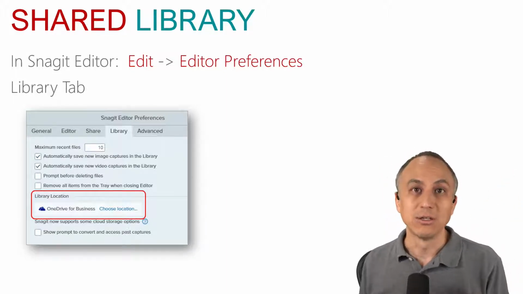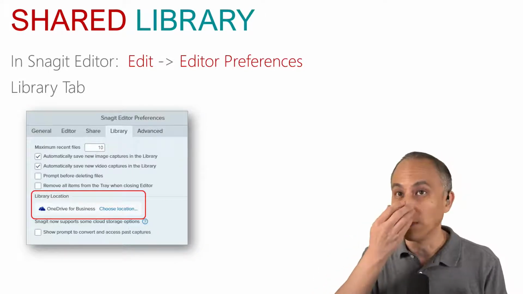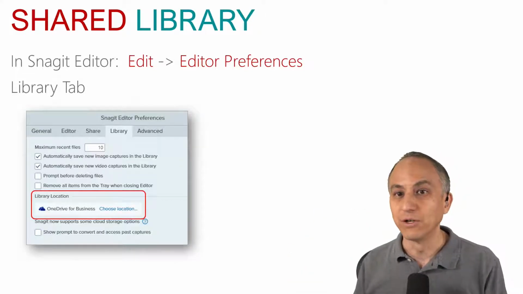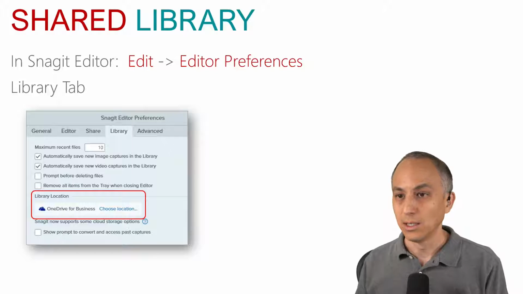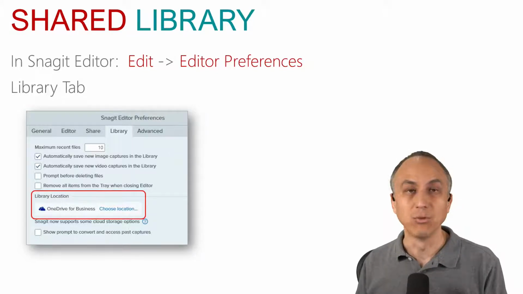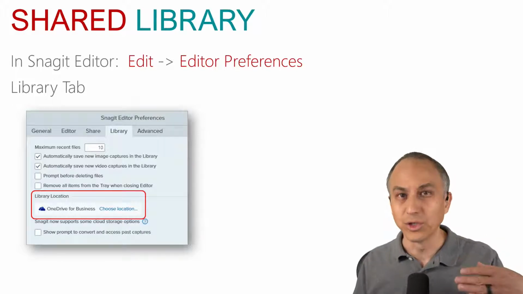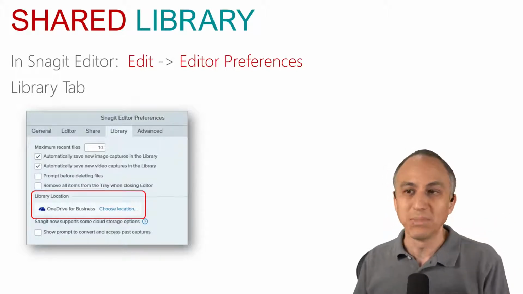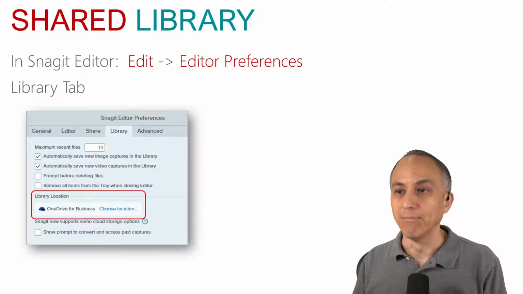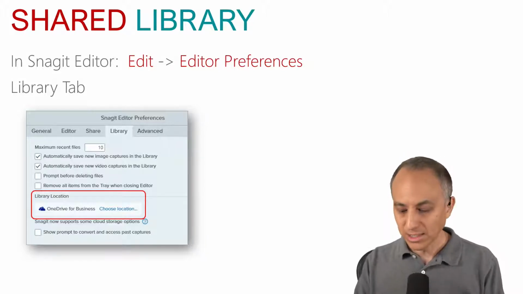Now, I mentioned the Snagit shared library, and this is a feature, I believe, in version 21 or 2021, I think is when it first came out. I'm now on version 2022. So basically in the last year, this feature came out. And so let's take a look at this.